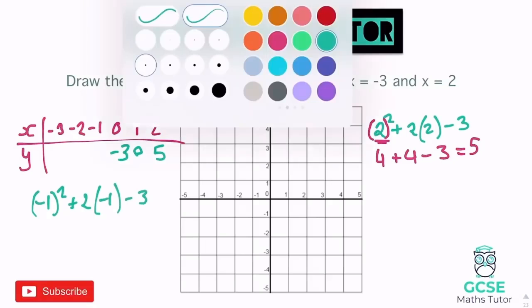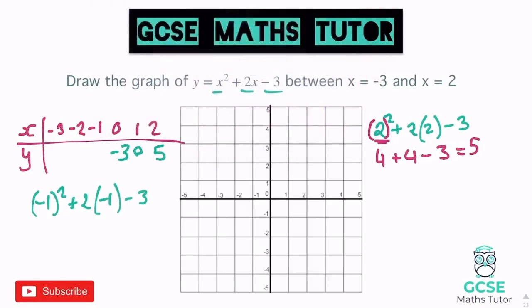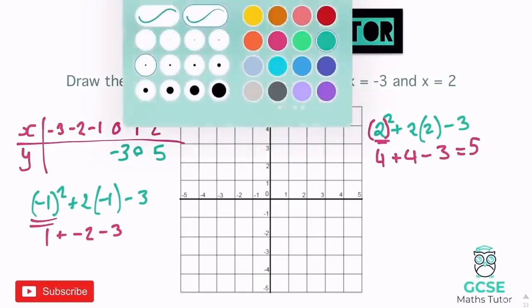Now the reason you have to put this in a calculator is because if you put -1 squared without the brackets, it will give you the answer -1. It will square the 1 and put the negative with it rather than doing -1 times -1. Squaring a negative number makes it positive, so -1 squared is 1, add 2 times -1 is -2, and take away 3. So 1 take away 2 is -1, take away 3 is -4, so we get -4 for that one.